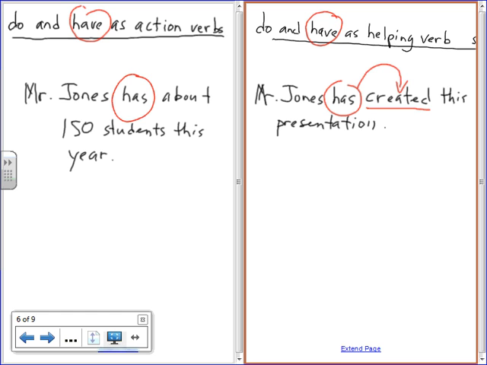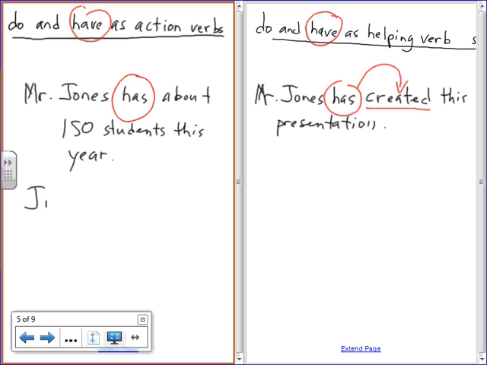One more example using have, has, and had as helping verbs. And we'll say that Jimmy has a red pen. Right? Once again, very simple. Has is the only verb in this sentence, so it is the main verb here.